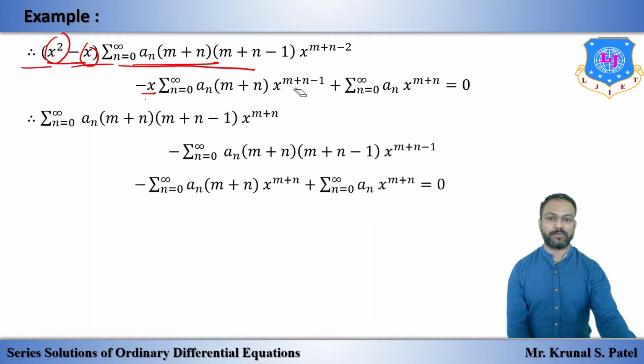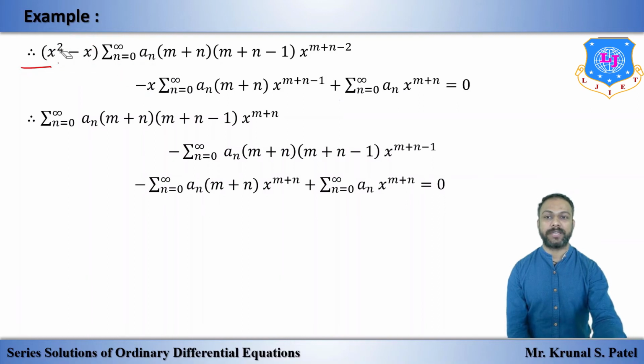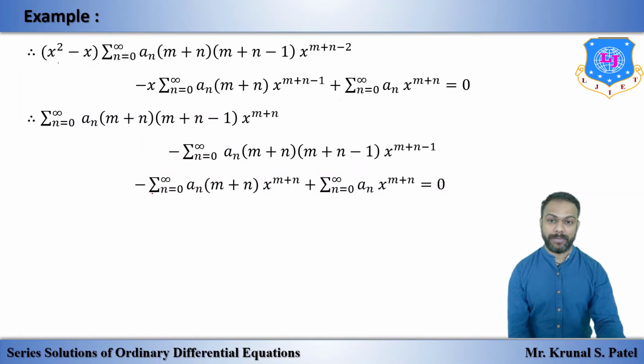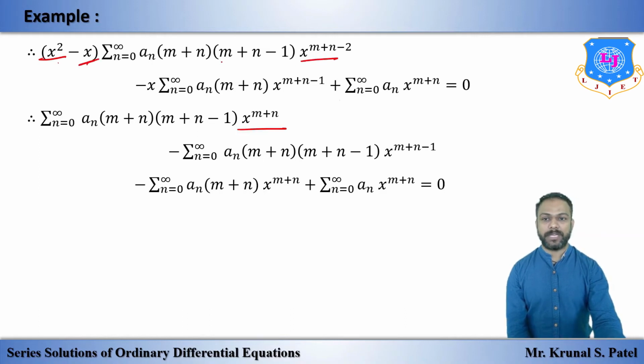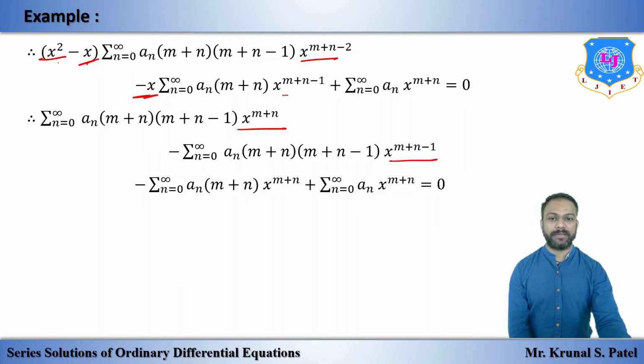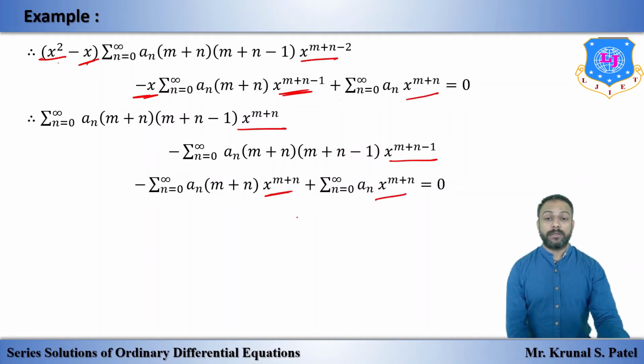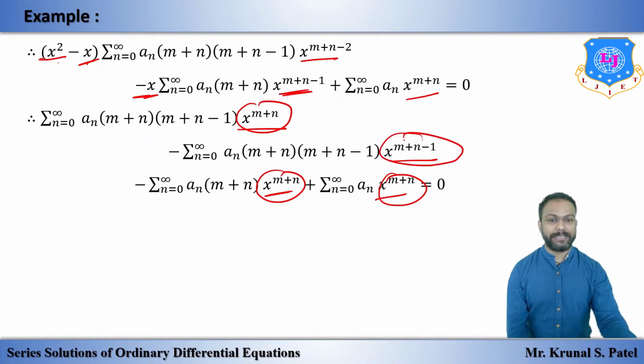Okay, now I am not explaining in detail because I have already explained 2 entire examples. So x square multiplied with this becomes x raised to m plus n, and x multiplied with this becomes x raised to m plus n minus 1. And this x multiplied with this becomes x raised to m plus n, and this is x raised to m plus n as it is. Now we'll make the power of x equal. So we have x raised to m plus n, x raised to m plus n, x raised to m plus n. Now to make this, we have to replace n by n plus 1.